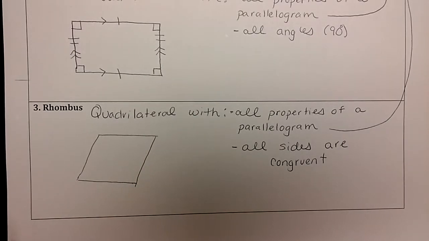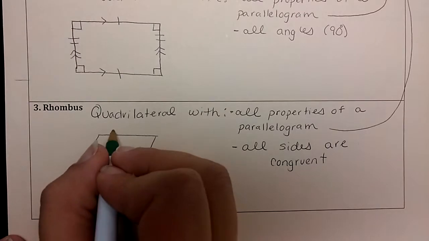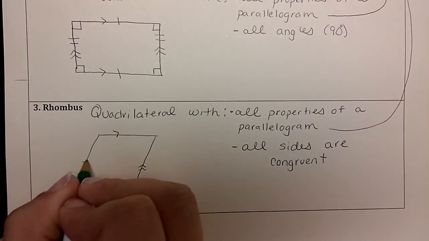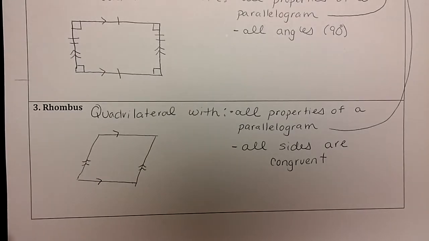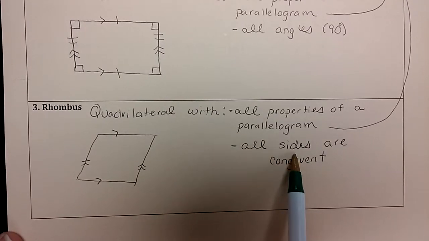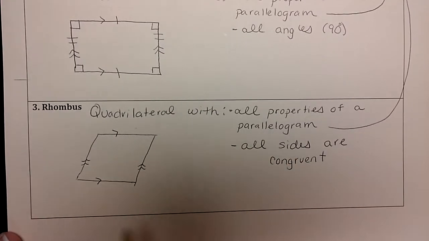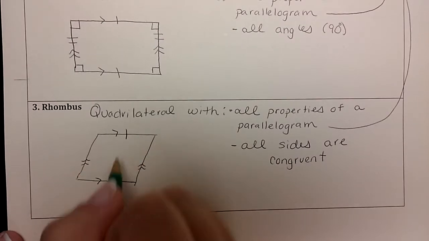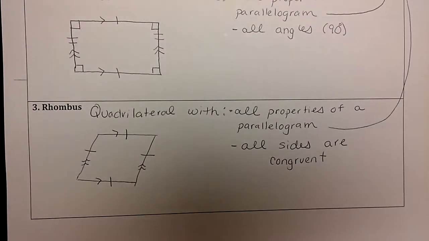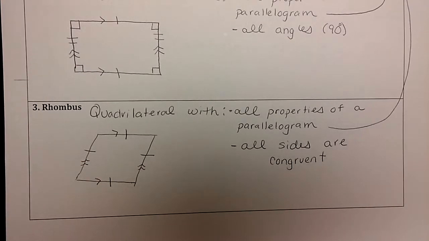again, it has all of the properties of a parallelogram. Opposite sides parallel, top and bottom, left and right, and we're going to mark those. But now instead of opposite sides congruent, we're going to mark all sides congruent because that's what makes a rhombus different. So I'm going to put 1 tick mark on every single side of my rhombus to show every side is the same measure.